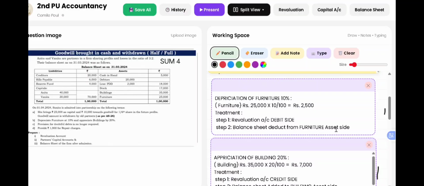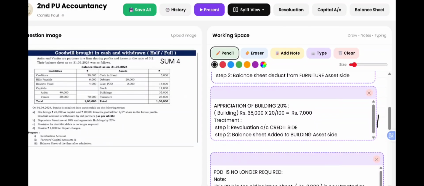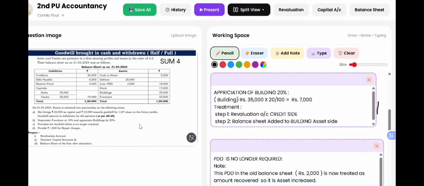Next we will move on to the continuation of that adjustment, that is appreciate buildings by 20%. Appreciation is the increase in the value of asset building at 20%. So building value is 35,000 into 20 by 100, which will be 7,000 rupees increase in the value of building. So therefore the treatment is that on the revaluation account it will appear on the credit side, and in the balance sheet it should be added to the building as the value of the building is increasing.